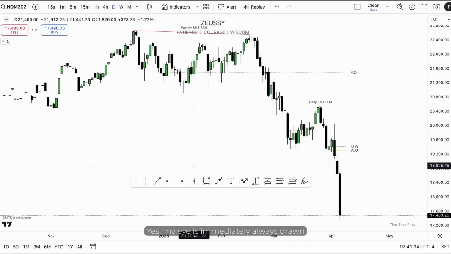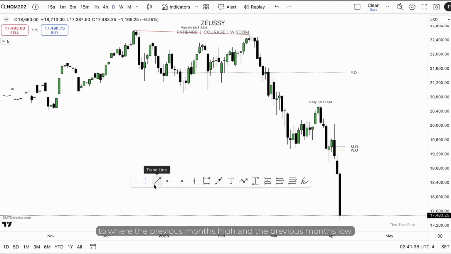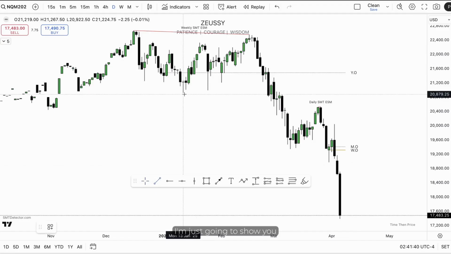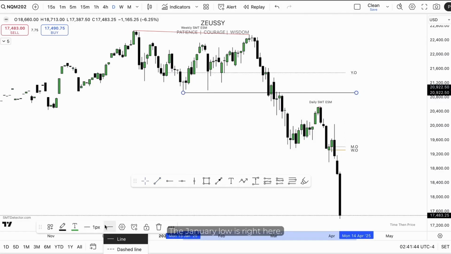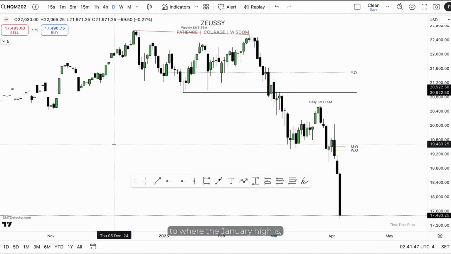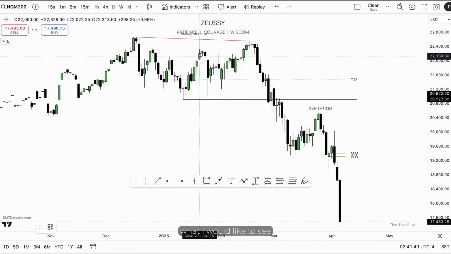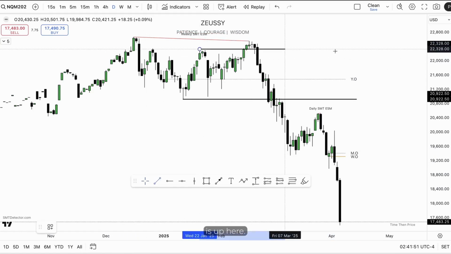Yes? My eye is immediately always drawn to where are the previous month's high and the previous month's low. I'm just going to show you where the January low is. The January low is right here. And when we pay attention to where the January high is, what I would like to see is that the January high is up here.